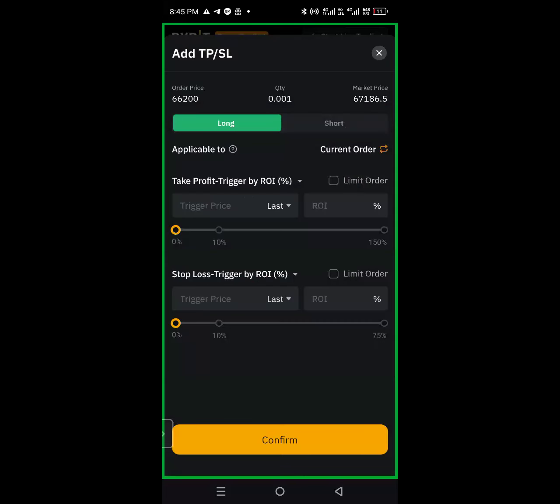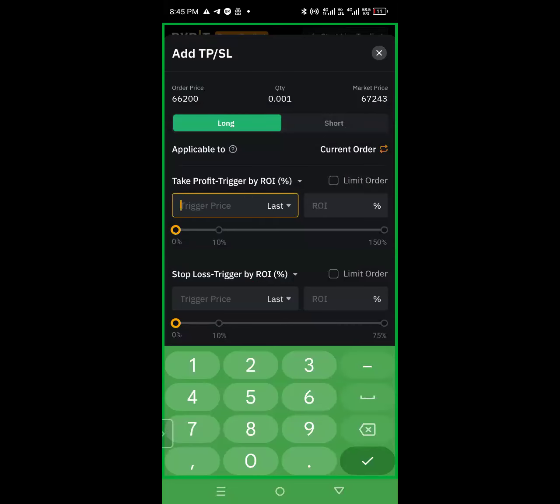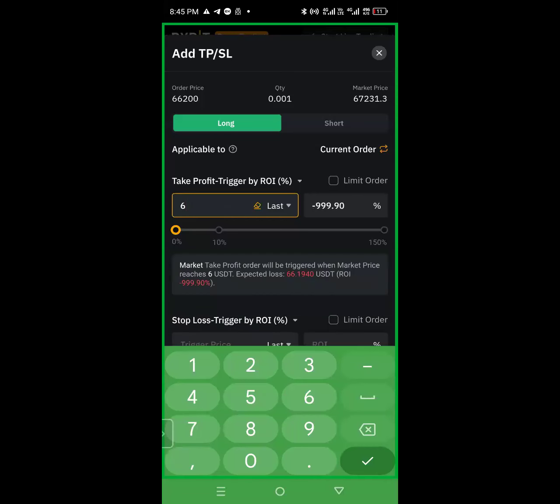Our TP price. We are buying, so we are going to be selecting long, not short. If we are selling, you use short. If we are buying, you use long. TP price: we are using TP1, so TP1 is 68,650.